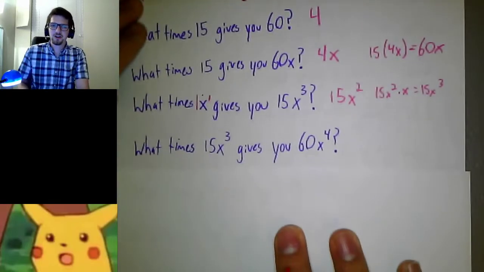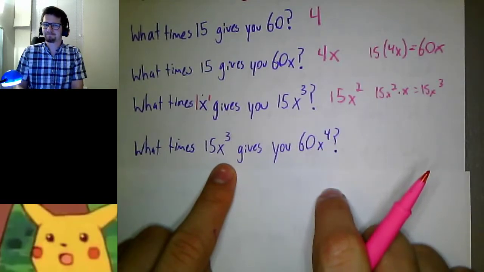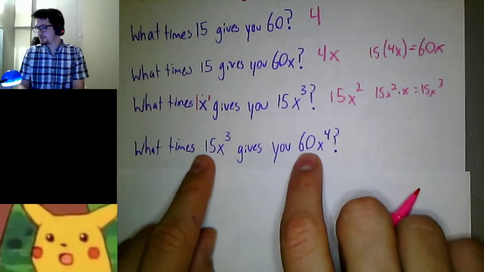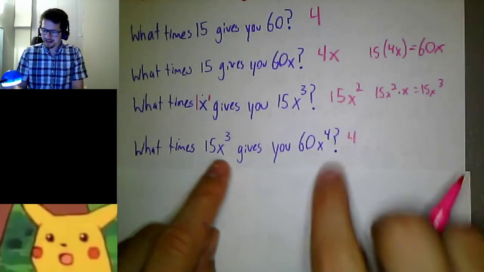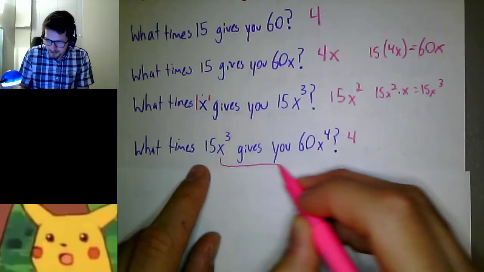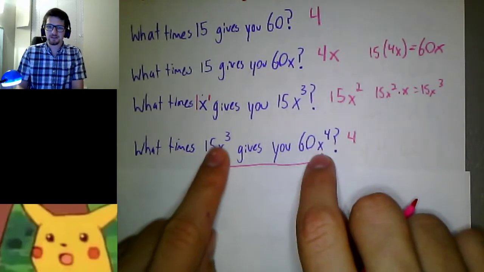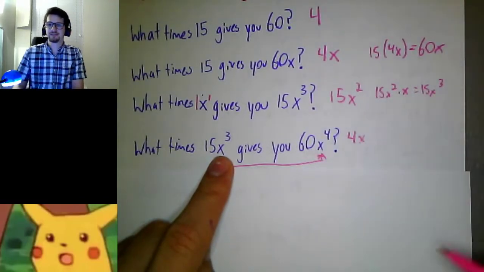Next one. What times 15x gives you 60x to the fourth? Let's look at the numbers first. 15 times what gives me 60? We already decided that. It was 4. Now I have to look at my x's. I'm going from x to the third to x to the fourth. How many x's do I need to add to get to 4? From 3 to 4, I only need 1. So that would give me 4x.